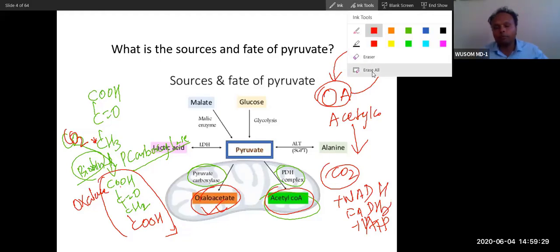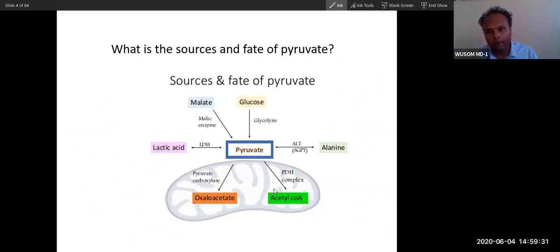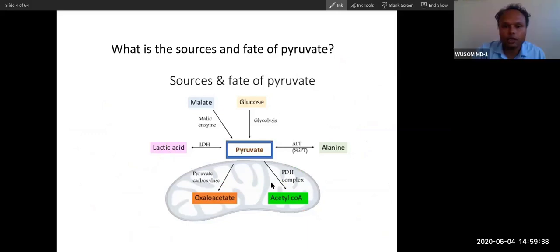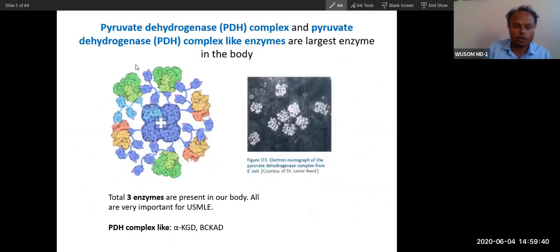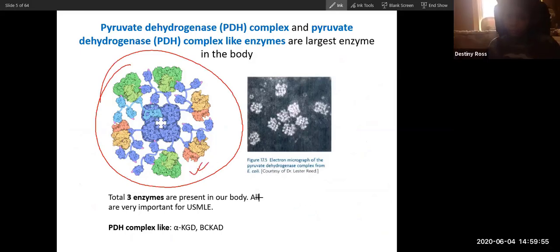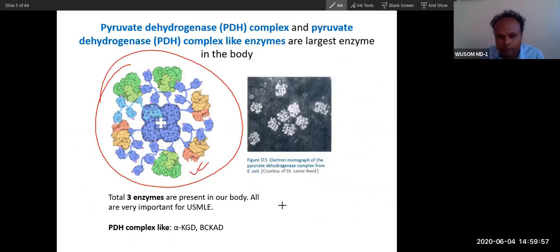Did you understand this very important concept, the source and fate of pyruvate? Yes, sir. Okay, this is important. Now let's see this reaction: a simple, one step reaction, the conversion of pyruvate into acetyl coenzyme A. Let's talk about this enzyme. Can you see this enzyme? A very beautiful enzyme. Can you perceive this enzyme as a beautiful enzyme?